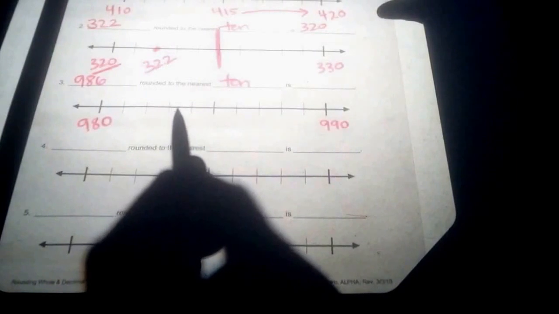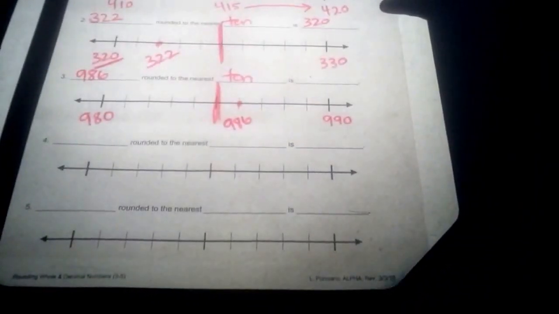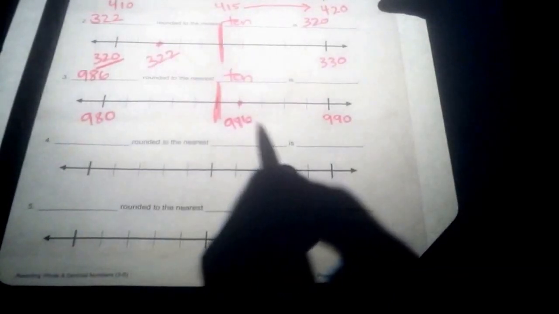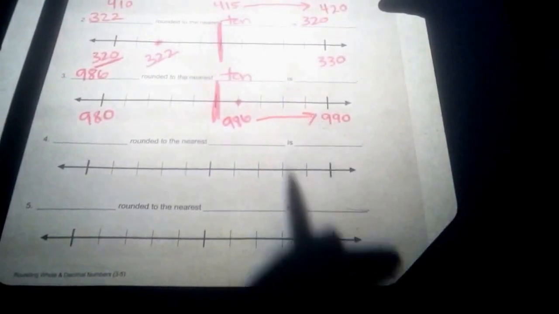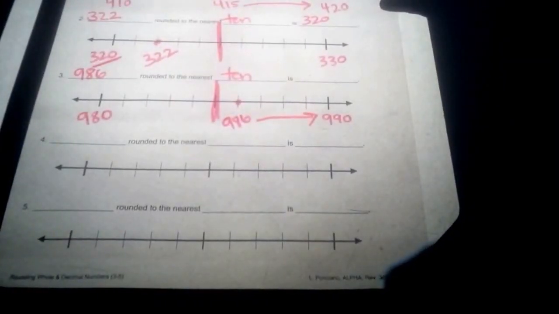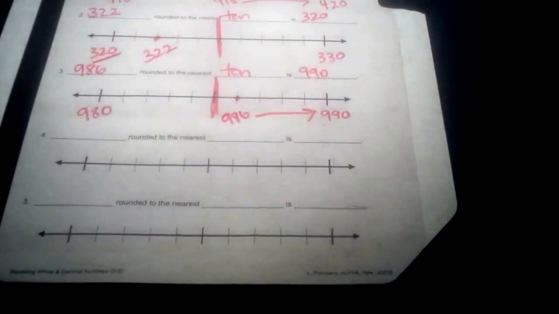981, 82, 83, 84, 85, 86. Right there, that's 986. This is the halfway mark. Which one is it closer to? I can visually see that it is closer to 990. So my answer would be 990.